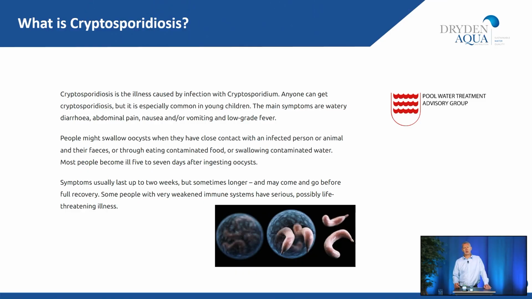And the main symptoms are watery diarrhea. I hope you haven't had your tea just yet. Abdominal pains, nausea, or vomiting, and a low-grade fever. And people might swallow these oocysts when they have close contact with an infected person or animal and their feces, through eating contaminated food or swallowing contaminated water.